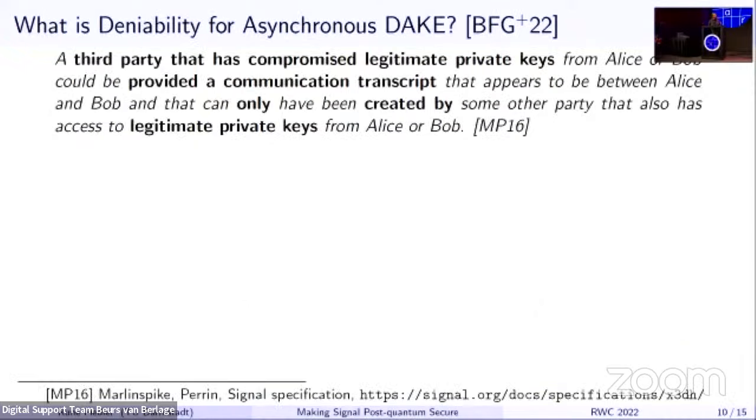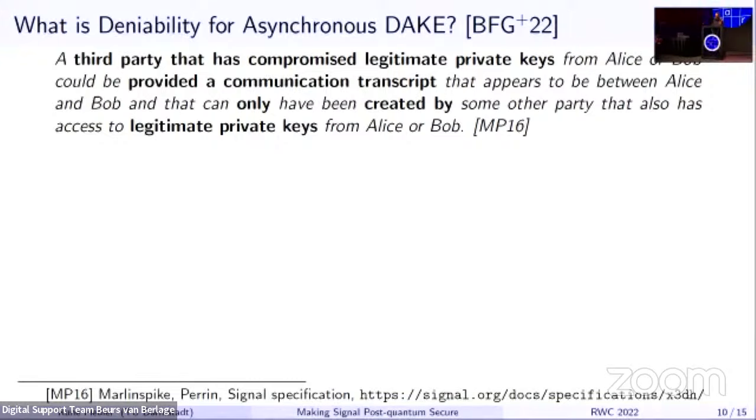Right. Now that we've looked at the protocol, what is this deniability property in more detail that I've been talking about? So this is an excerpt from the Signal specification on the initial handshake protocol. And what they want is that there is no cryptographic proof that, okay, the laser pointer doesn't seem to be working. So there's no cryptographic proof that, if you have a third party who has compromised the private keys of all parties, and this third party, furthermore, has access to a conversation transcript, then it has to be the case that this transcript was produced by some party with legitimate private keys. Okay, this is a block of text.